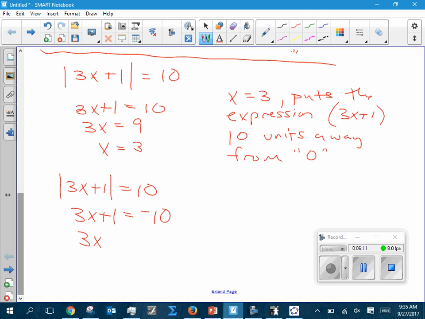We go 3x now is equal to negative 11. X then is equal to negative 11 thirds. So x equals negative 11 thirds. We'll put that expression, negative 11 thirds, multiply that by 3, gives me negative 11. Negative 11 plus 1 gives me negative 10, right? What's the absolute value of negative 10? Still 10, okay? So those are my two solutions for that absolute value question, okay?